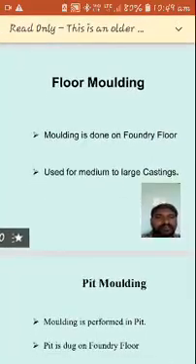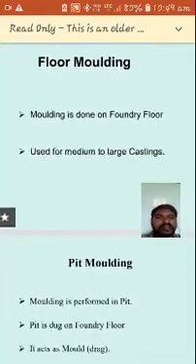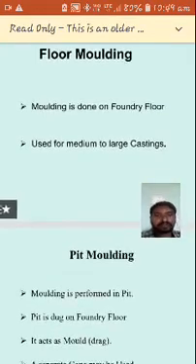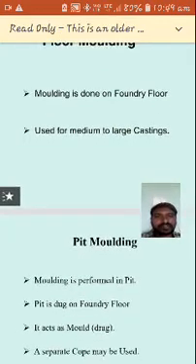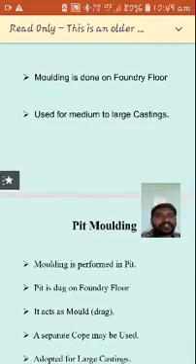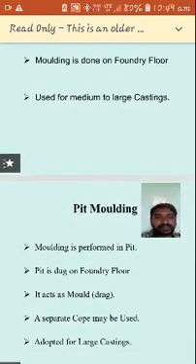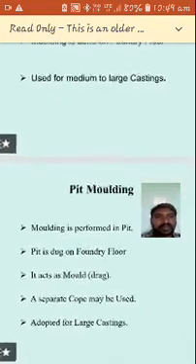Next is floor molding. The molding is done on the foundry floor. It is used for medium to large size castings.